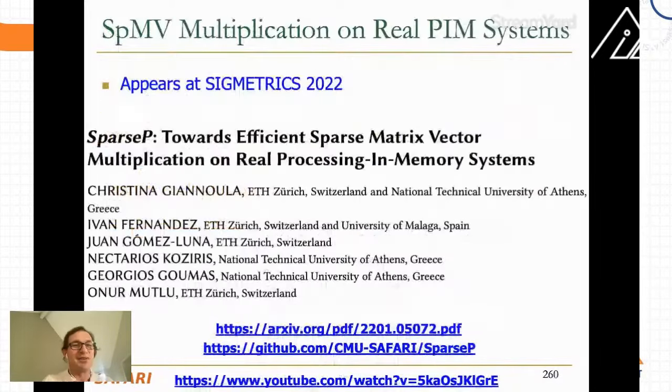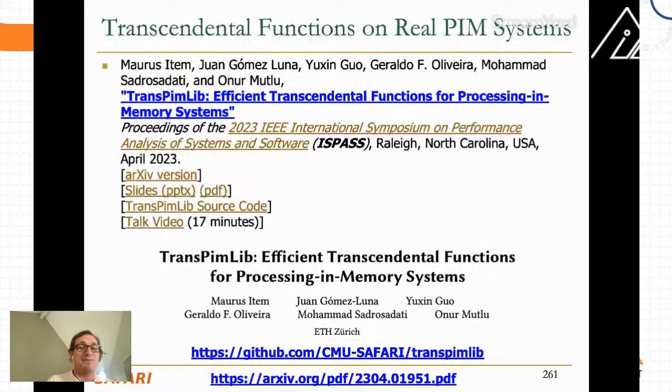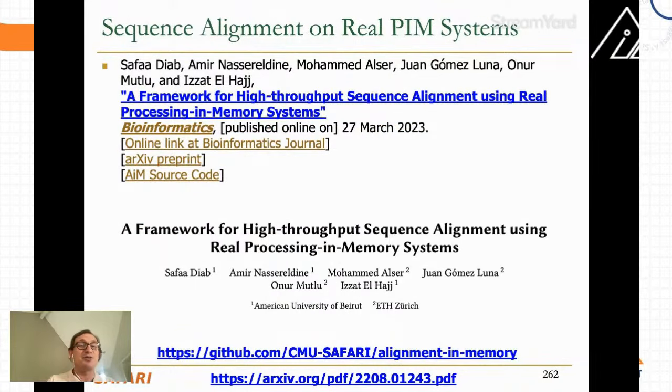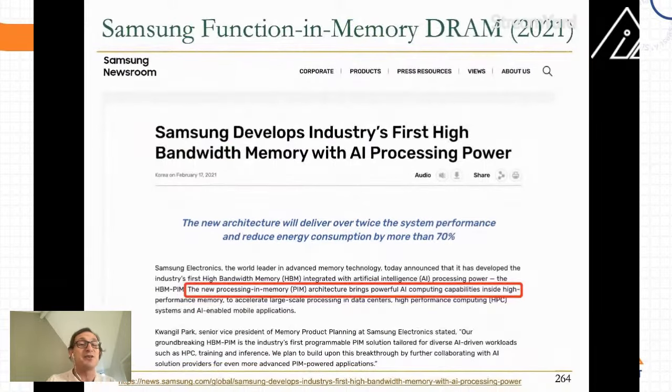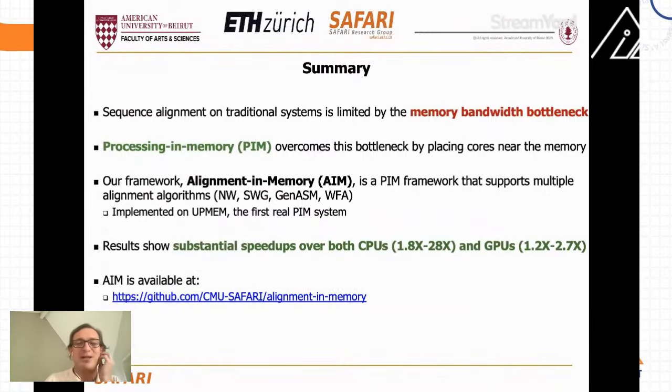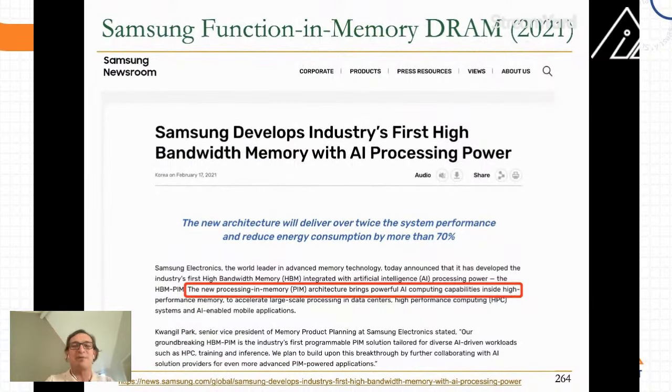Okay, there's more on this topic, and you can find papers. There's other stuff that we have done that I'm not going to talk about, and you can actually do sequence alignment in these systems with higher performance than CPUs and GPUs. But I think that's all I'll talk about UPMEM. Any questions so far? Otherwise, I'm going to switch to some of these other real memory processing systems, and then I'll conclude.